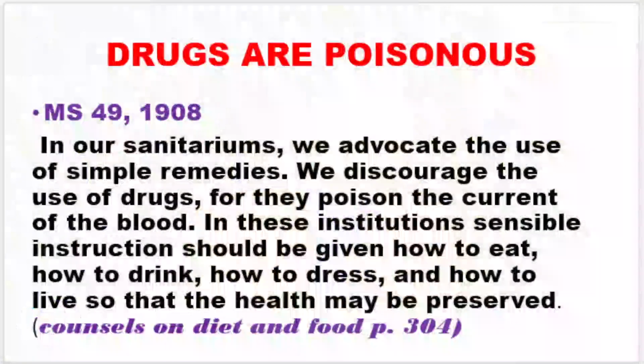Now, if you read in the book MS 49, 1908, we are told drugs are poisonous. Counsels on Diet and Foods, page 301: In our sanitariums, we advocate the use of simple remedies. We discourage the use of drugs, for they poison the current of the blood. In these institutions, sensible instruction should be given how to eat, how to drink, how to dress, and how to live so that the health is preserved.